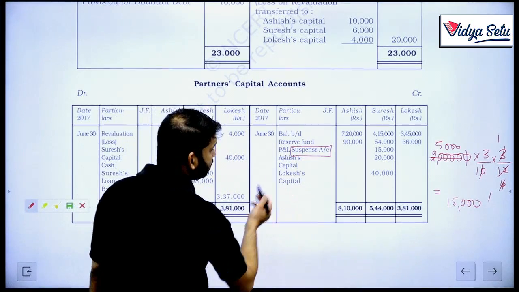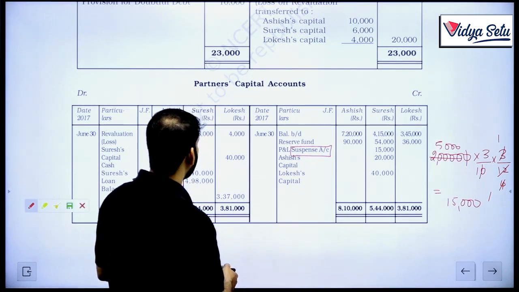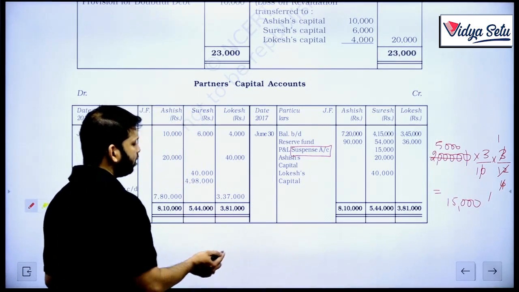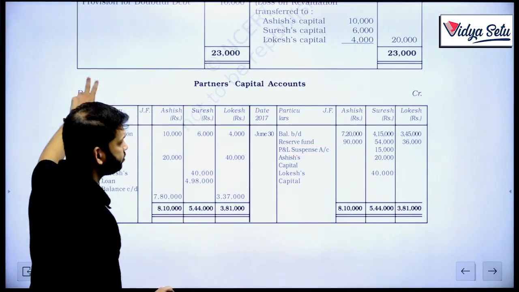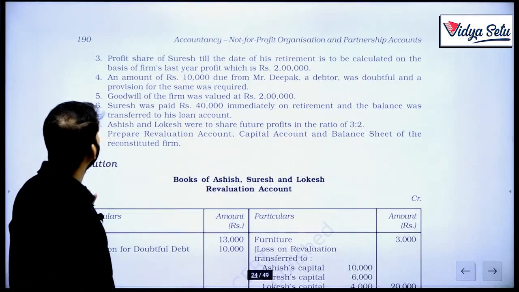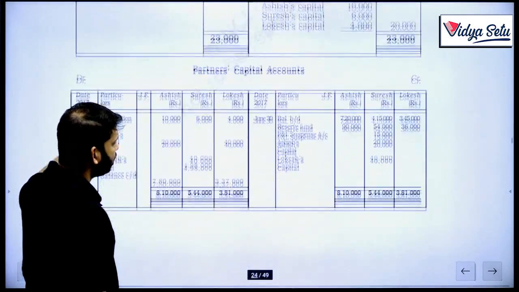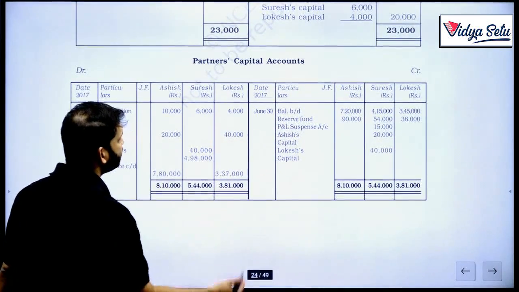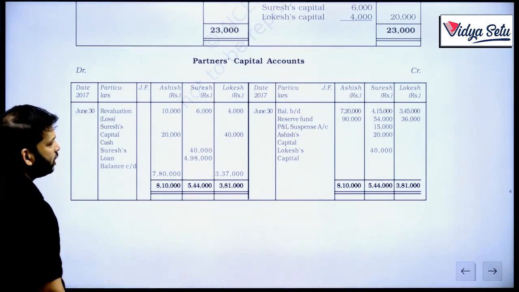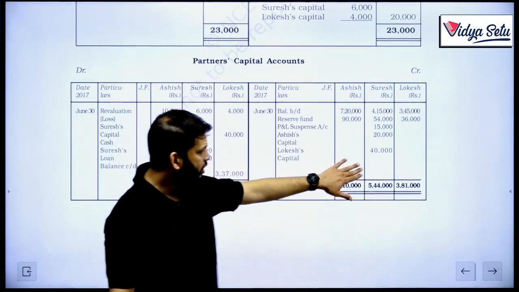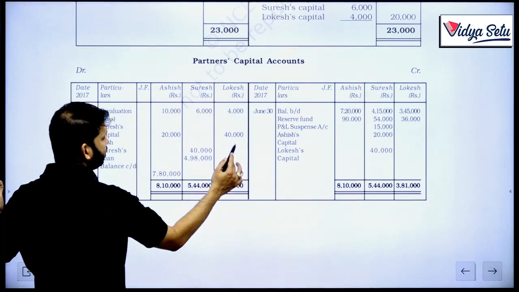Now, Ashish's capital, Lokesh's capital is what? This is the goodwill firm thing. Goodwill was 60,000, I believe. Goodwill was 2 lakh also. So his share was 60,000, which is given in the gaining ratio of 1:2. So 20 and 40, who is giving? Ashish and Lokesh are giving to him. So his capital is increased. They are giving, so their capitals are decreased.